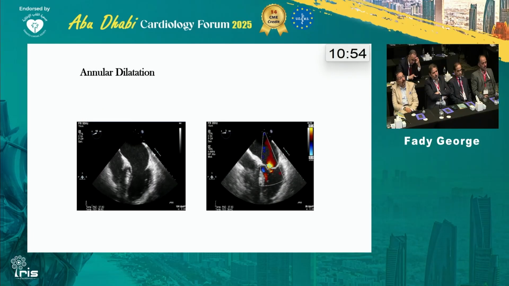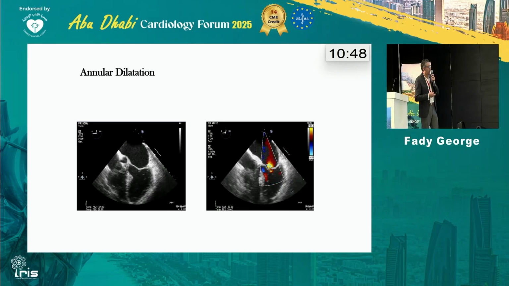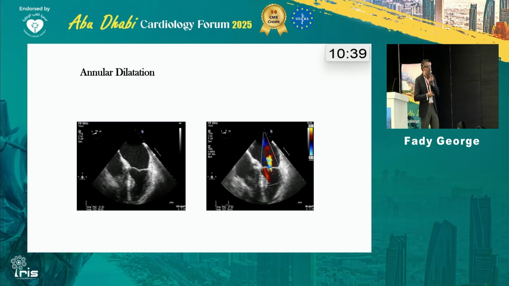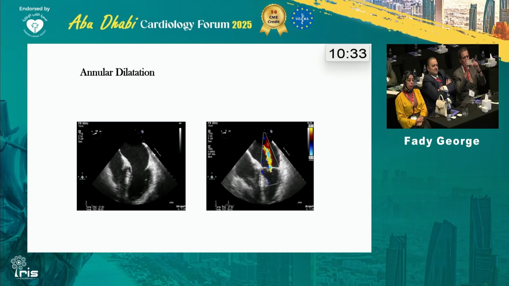Look exactly what's going on here. This is basically a dilated cardiomyopathy patient, and you can see there is a malcoaptation of the mitral valve and annular dilatation. The valve looks completely fine. There is no prolapse, there is no flail, there is no cleft valve, and there is central significant mitral regurg due to the annular dilatation.